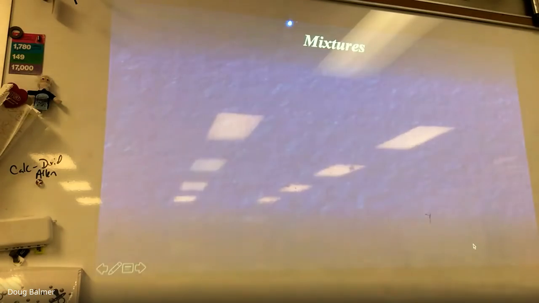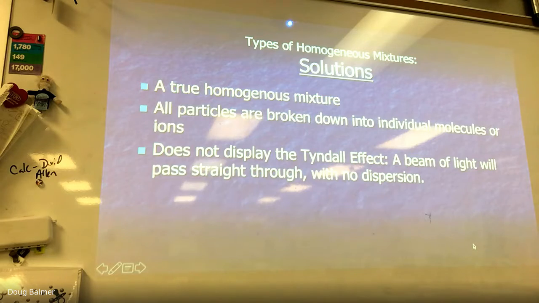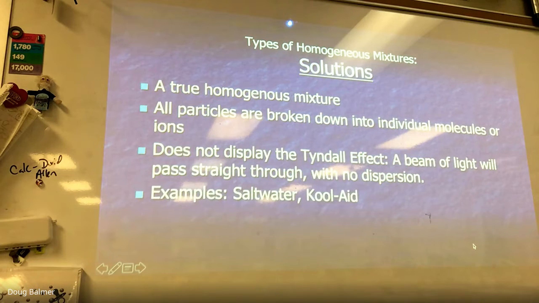All right, we talked about mixtures, the 2 types of mixtures. Oh, subclassification of homogeneous mixtures. A solution is another name. A true homogeneous mixture could be called a solution. The key thing is, if you look at the atomic level, a solution is made up of particles that are broken up that small. They're either the size of atoms or the size of molecules.